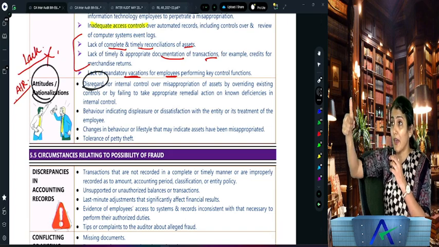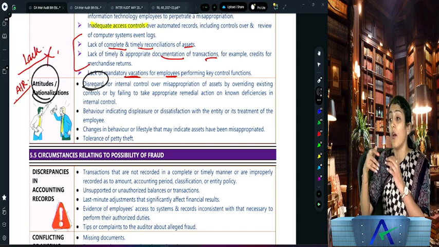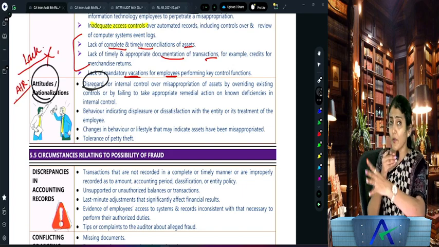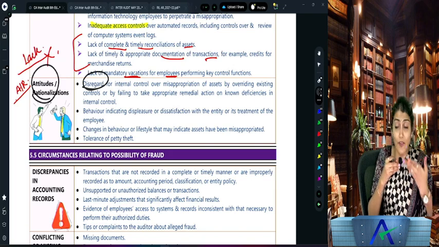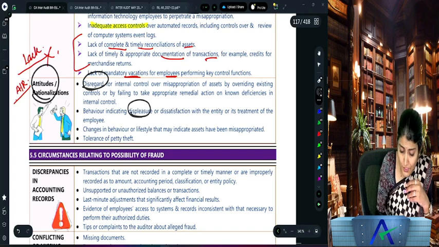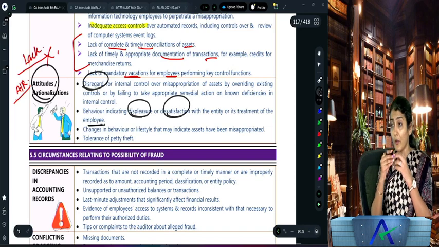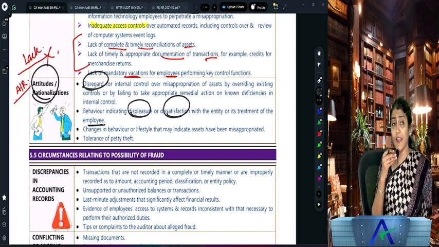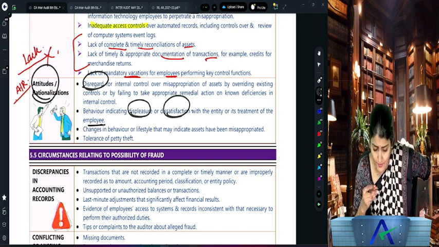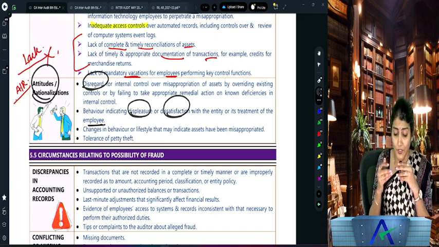Every morning you have to mark your attendance, with a fingerprint reader. You say, no, we will not follow the controls in the organization. It says whenever inventory is being received in the company, barcoding should be done. So you say, no, we will not do the barcoding. Right? So obviously it will lead to the misappropriation of the asset. Then again, what does it say? Displeasure or dissatisfaction with the entity or the treatment of the employee. Right? So again, you are not happy. Similar to what we had studied in fraudulent financial reporting, you expected a promotion, but you did not get the promotion. So behavior indicating displeasure or dissatisfaction with the entity.